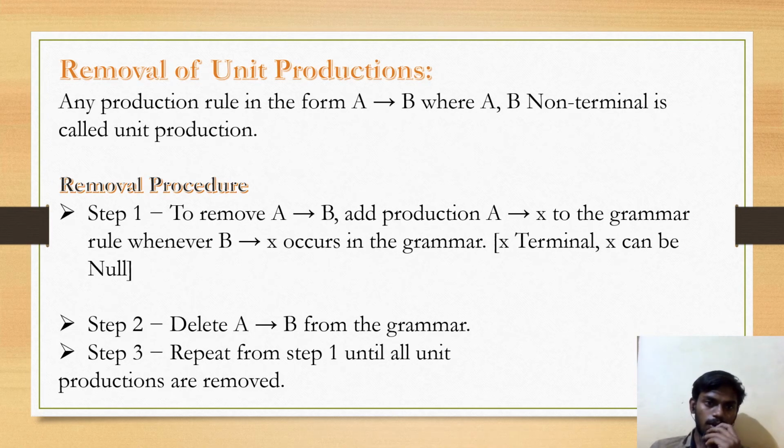Removal of unit production. Any production rule in the form A tends to B, where A and B are non-terminals, is called a unit production. Removal procedure. Step 1: to remove A tends to B, add production A tends to X to the grammar whenever B tends to X occurs in the grammar. Here X can be a terminal or null. Step 2: delete A tends to B from the grammar. Step 3: repeat from step 1 until all unit productions are removed.